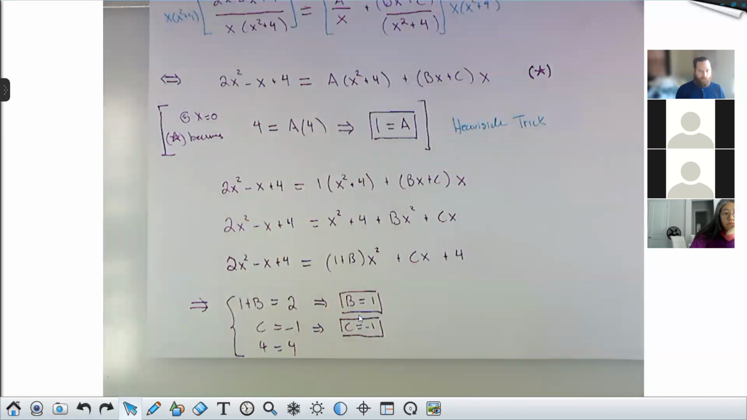Okay. Any questions up to the linear system? So questions on the Heaviside trick or any of this algebra?